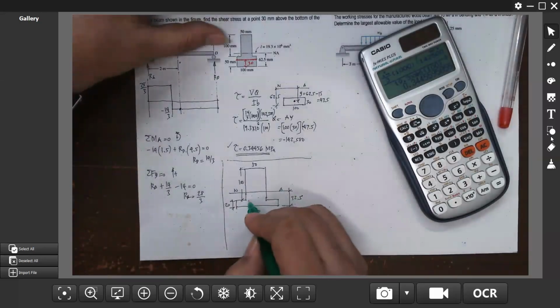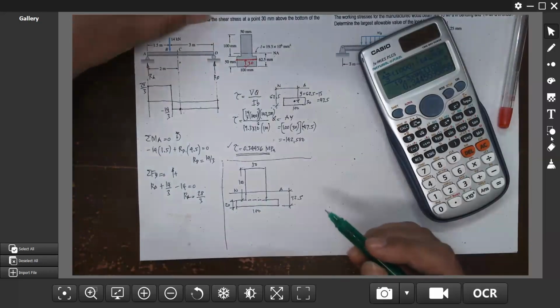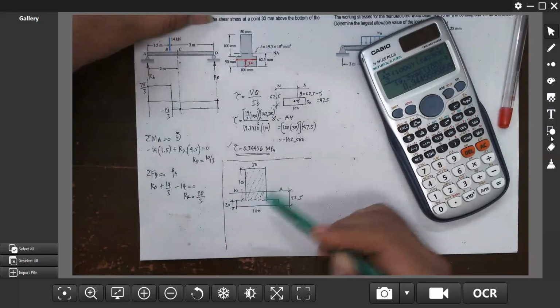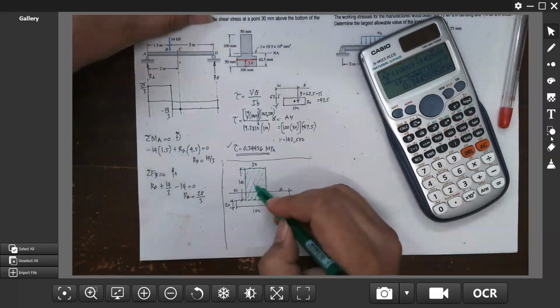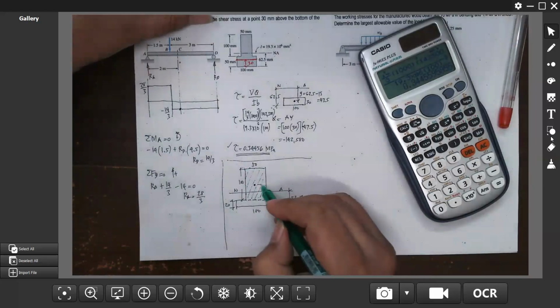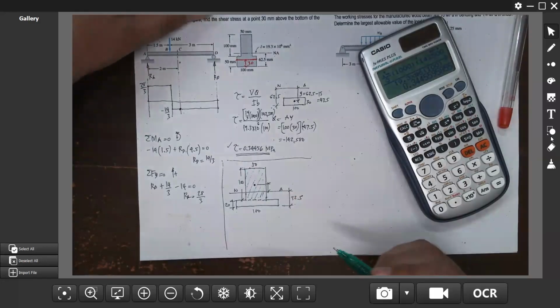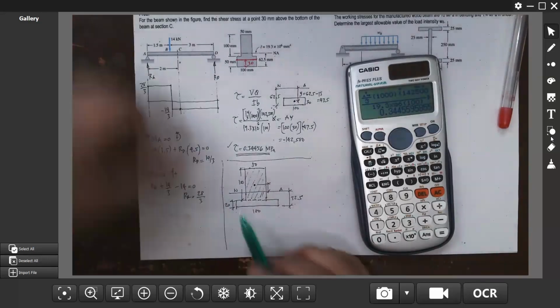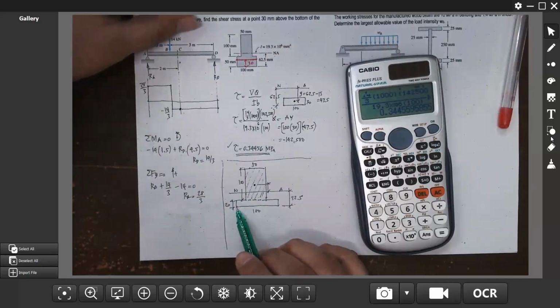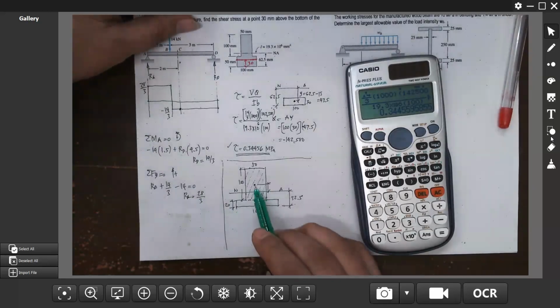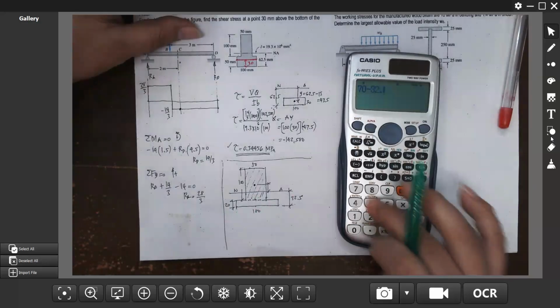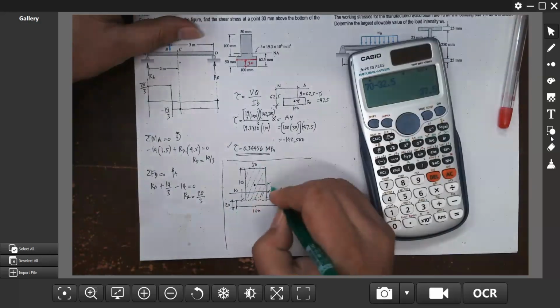Now let us divide it. So we have two areas. This is the area. Its width is 100, right? How much is its y? That would be 20. 50, right? 50 plus 20 is 70 minus 32.5 is 37.5.